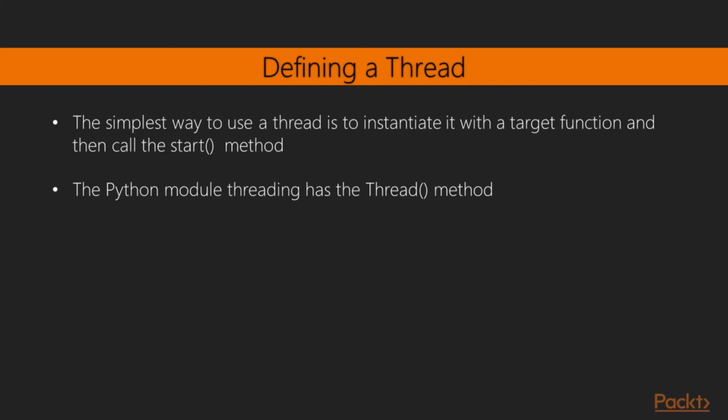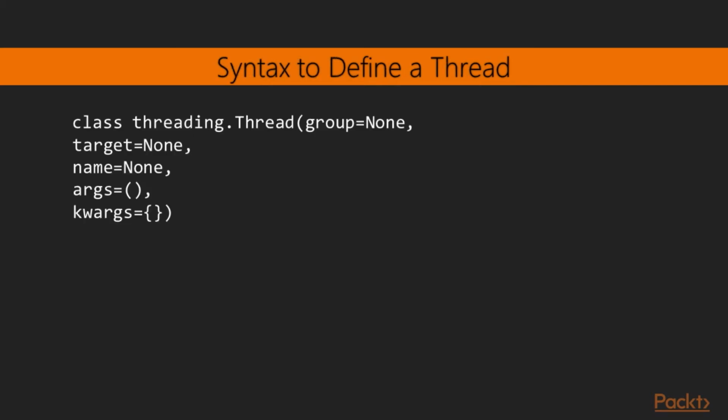The Python module threading has the Thread() method that is used to run processes and functions in a different thread. In the code which you can see on your screen, there are keywords such as 1. Group. This is the value of group that should be None. This is reserved for future implementations.